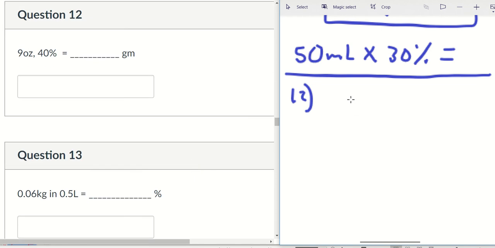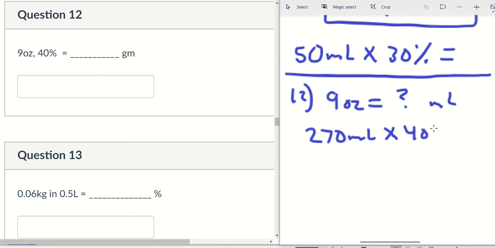Ounces, oh my goodness, how many mLs are in 9 ounces? So that is 30, right? 30 mLs per ounce, so 9 times 30 is 270 mLs. And then our percentage is 40%. So what is 40% of 270? So about 108, that's about right.